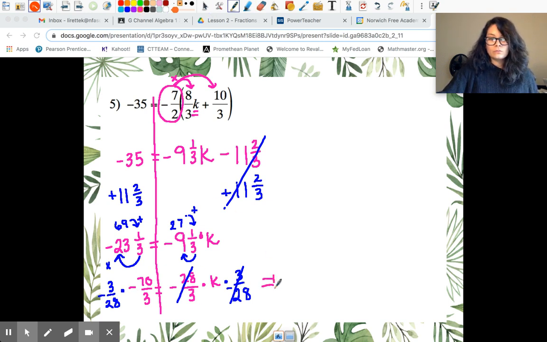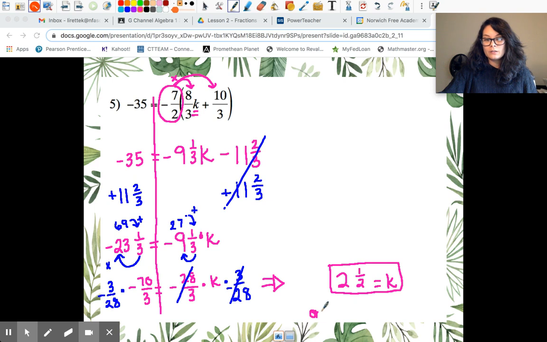I'm going to have to write this off to the side here. So I've got k on the left, or excuse me, the right. I made the same mistake last time. I've got k on the right, and I'll use my calculator here to help me. Negative 3 ABC 28 times negative 70 ABC 3. Remember, you have to type that negative before you type the numerator of the fraction. And I get a positive mixed number. I get 2.5. Or again, if your calculator is giving you an improper, it's going to be 5/2. Either one is correct.